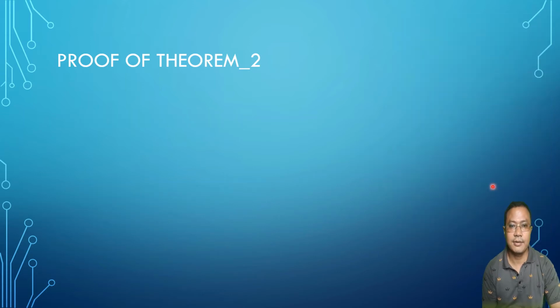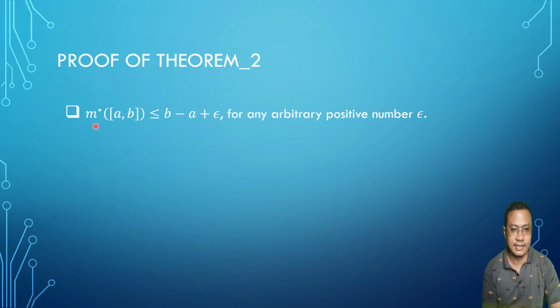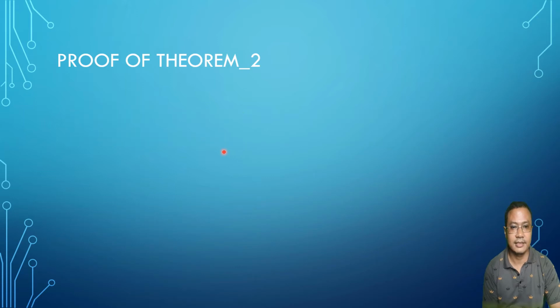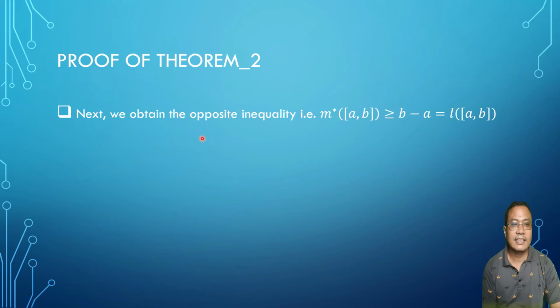So therefore what we conclude is that if these inequalities hold true for every arbitrary epsilon, we can draw the conclusion that m star [a, b] is less than or equal to b minus a, and b minus a is the length of the closed interval [a, b]. Let it be inequality number 1. Next we obtain the reverse inequality, that is, m star [a, b] is greater than or equal to b minus a, the length of the interval [a, b].